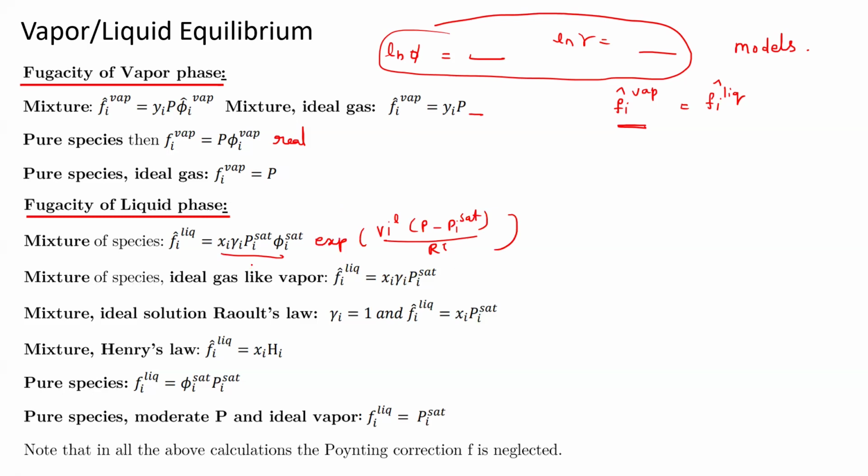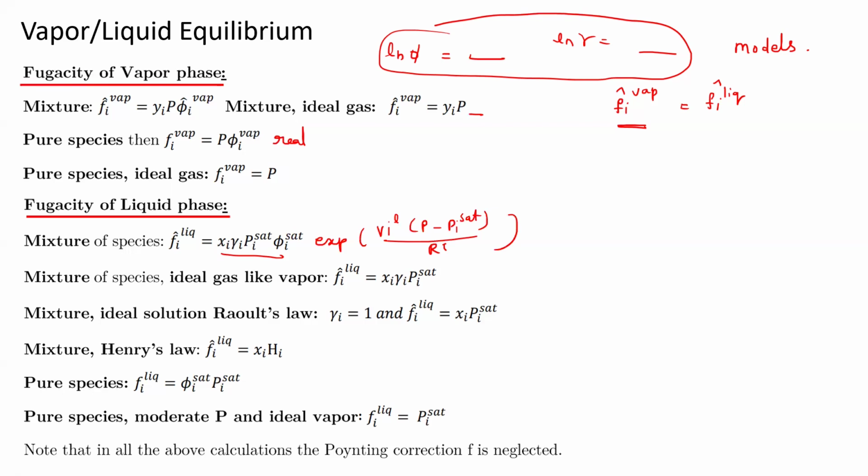Sorry, ideal. When the gas is ideal, then phi I sat equals 1. And if the mixture is an ideal solution, then anyway you know that gamma I is equal to 1 here. So what we have been discussing till now is Raoult's law. This is a basic law.